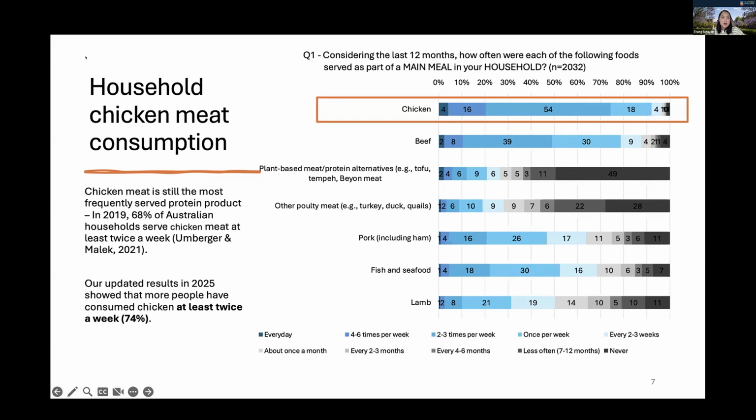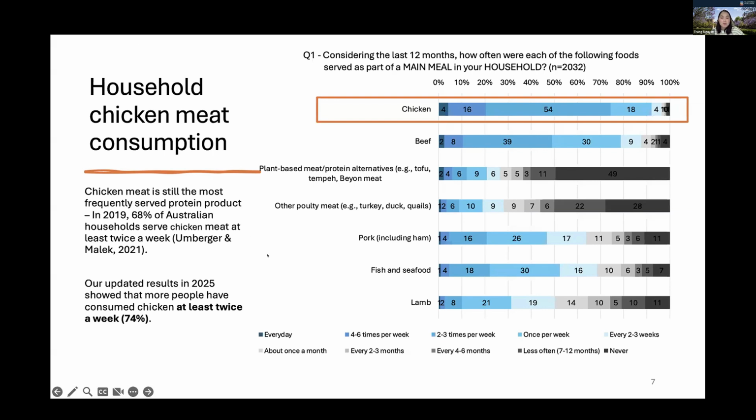And in 2019, one of the AgriFutures surveys reported that 68% of Australian households serve chicken meat at least twice a week, by Umberger and Malek, reported in 2021. So we saw a slight increase in this statistic. If you see in the lighter blue, it is 74%. So 74% of our respondents consumed chicken meat at least twice a week.